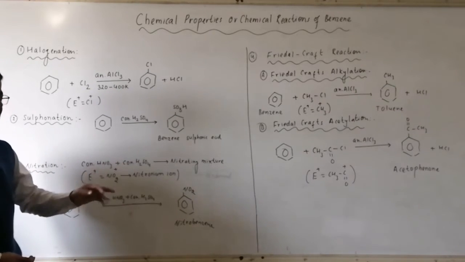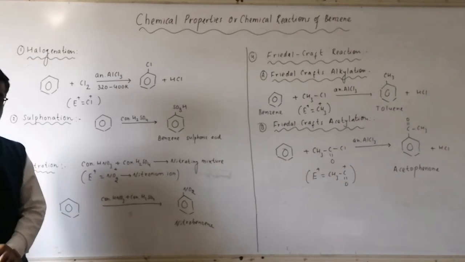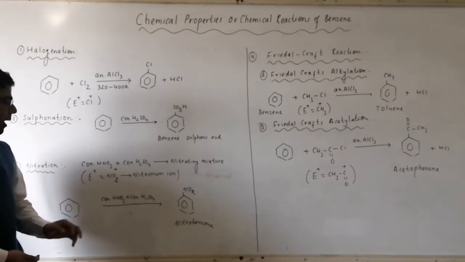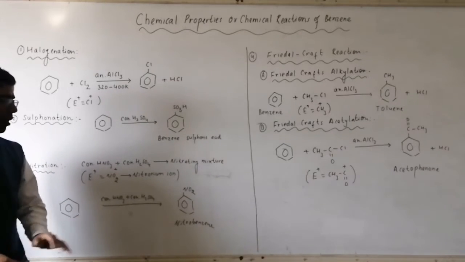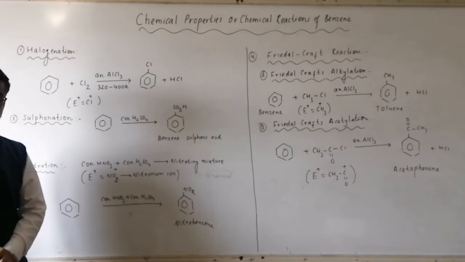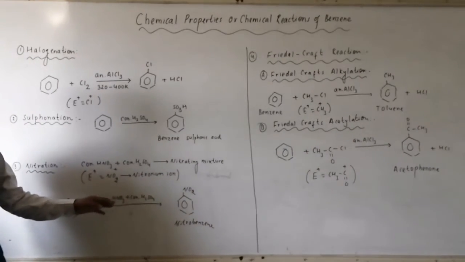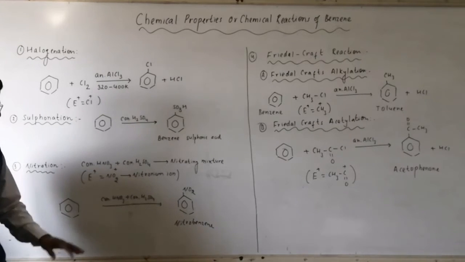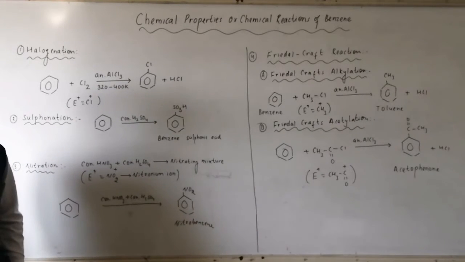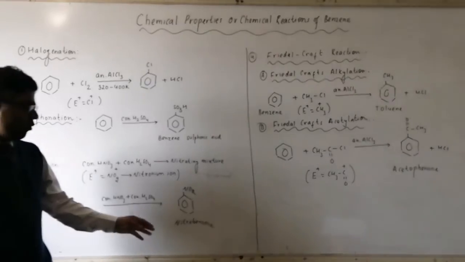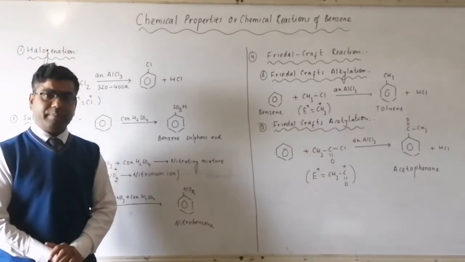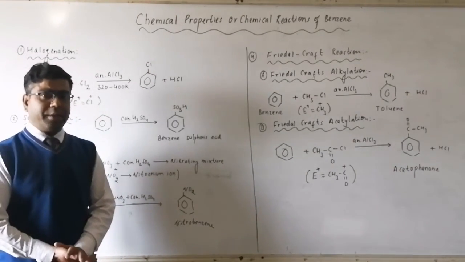Now, in the presence of nitrating mixture, we get an electrophile, that is NO2 plus ion, which is called nitronium ion. So here, when benzene is made to react with nitrating mixture, NO2 plus ion attacks the benzene ring, as a result of which we obtain nitrobenzene as the product. So this is your nitration.